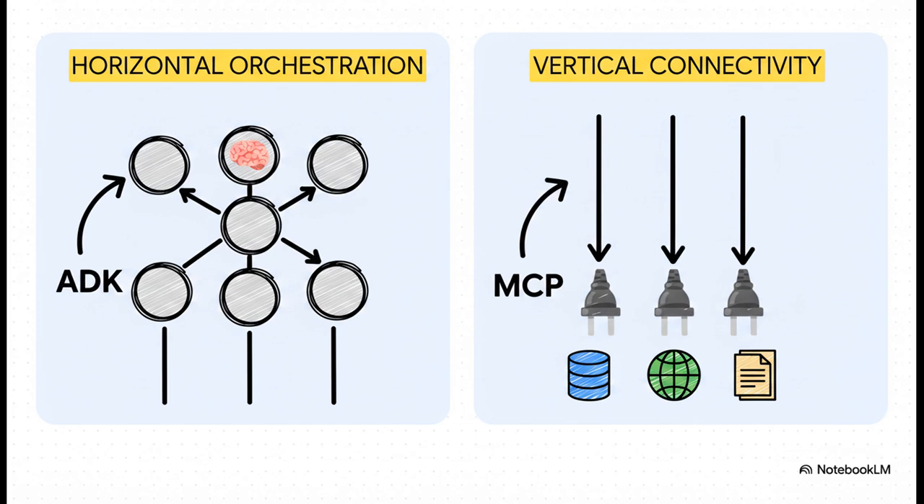ADK, on the completely other hand, is horizontal integration. It orchestrates the agent's internal logic, it handles the memory, it manages multi-agent coordination. If you think about a microservices architecture, ADK is the internal company structure deciding who does what, while MCP is the internet connection allowing all those workers to actually look up information in the outside world.